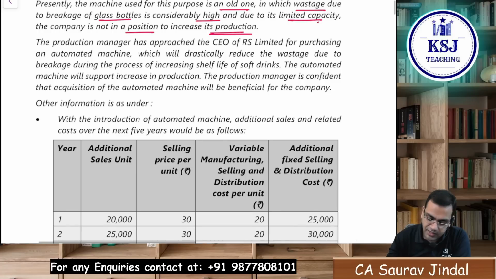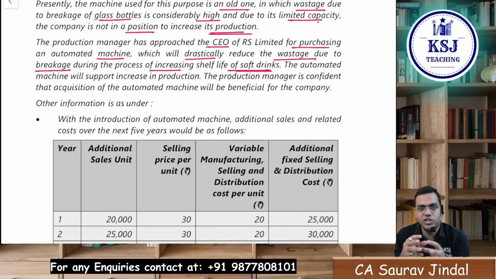The production manager has approached the CEO of RS Limited for purchasing an automated machine which will drastically reduce the wastage due to breakage during the process of increasing the shelf life of the soft drink. So an old machine is causing the problem of breakages. The production manager says, sir, why not buy a new machine? It will reduce the breakages and the wastages. What is the impact of wastages? It increases your cost. He says, sir, we will be able to save the cost.